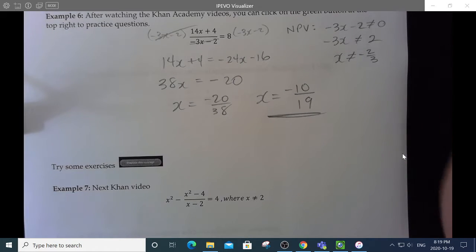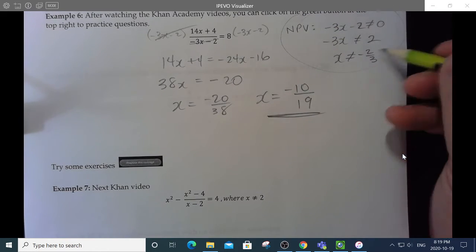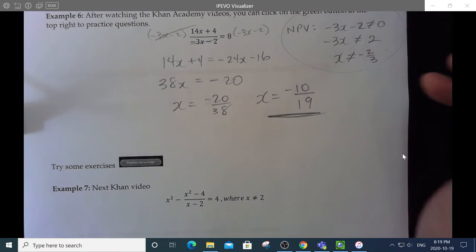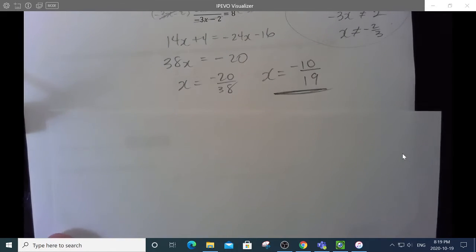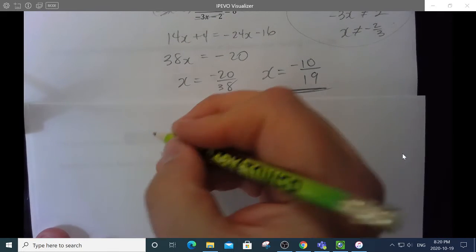All right, so there's our non-permissible value. Is this the same as that? Nope, so then that's the answer. Now, just like any piece of algebra, you can check your answer. It's a little bit hairy because you've got this fraction, but hey, this should work.